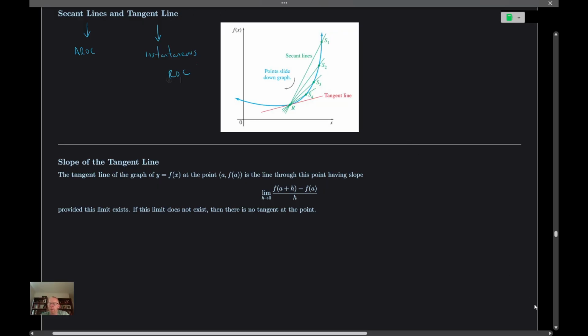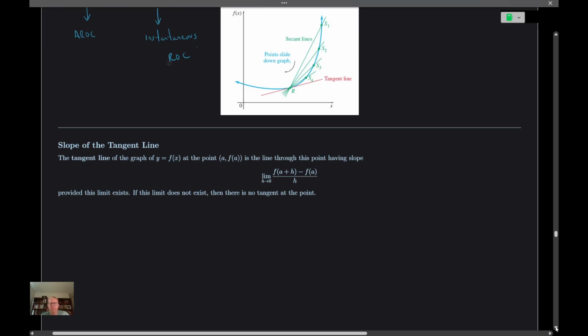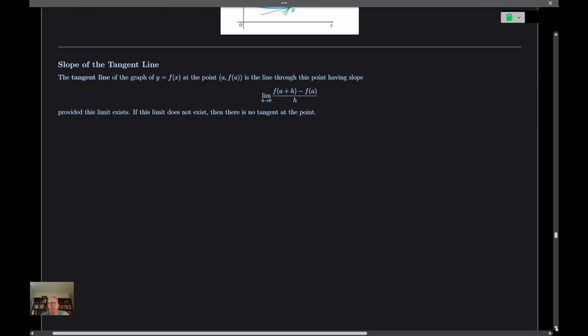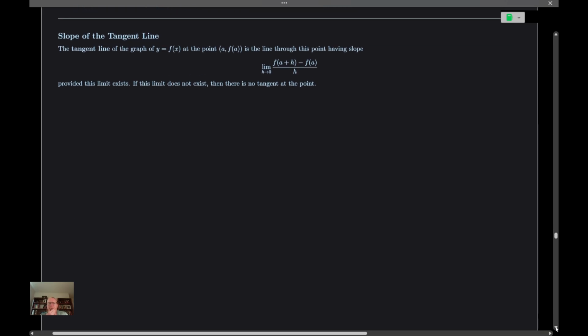Okay, so what we're going to do this time, and what derivatives are all about, are the tangent lines. We're really just extending this idea a little bit farther, and that will propel us forward into the rest of the semester and what we're going to be doing.